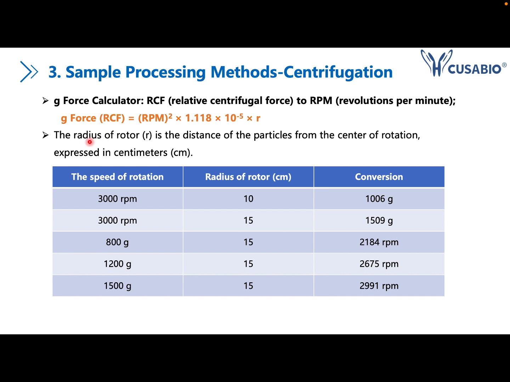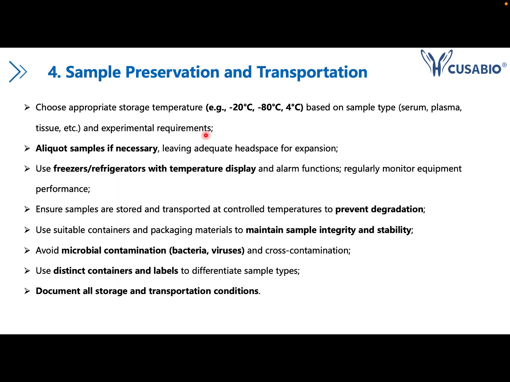So this one is the distance of the particles from the center of the rotation. So with this equation, you can do a quick conversion from the RCF to the RPM. And here we also have a summary table showing you some common speed of the rotation that you can find during the centrifugation. So please check them, and if you need to do the conversion, just check this equation.